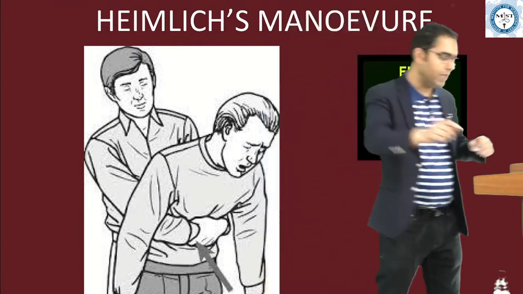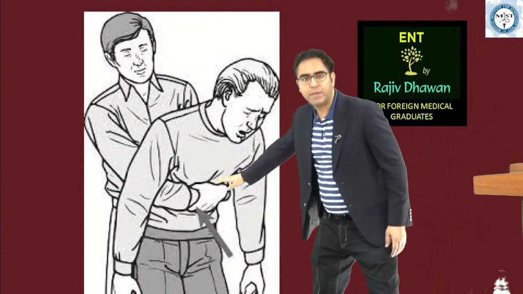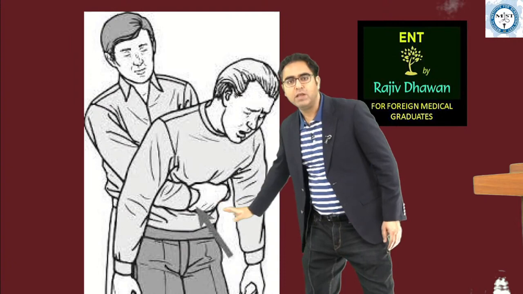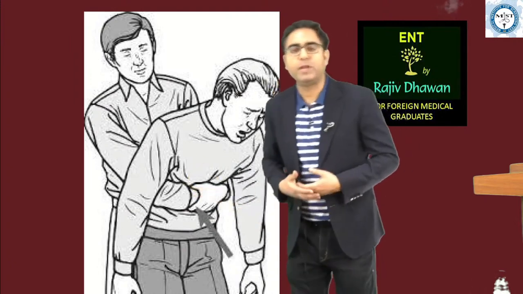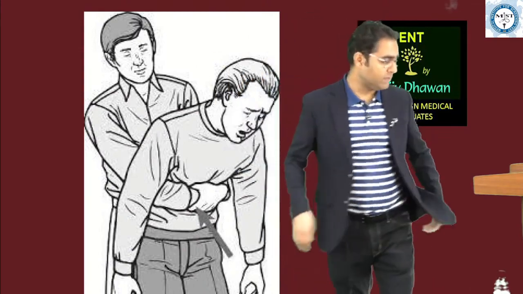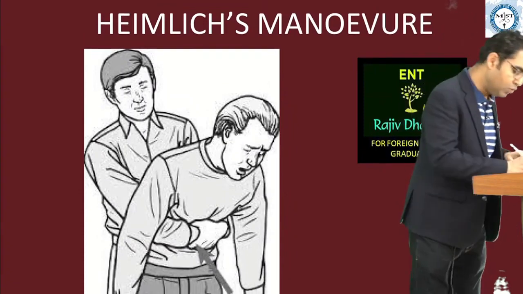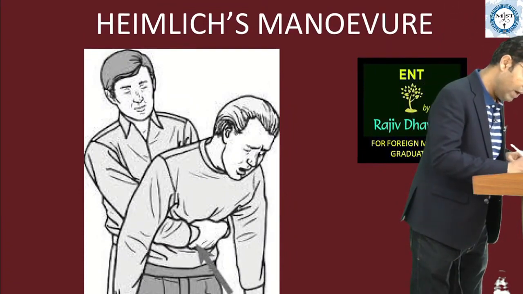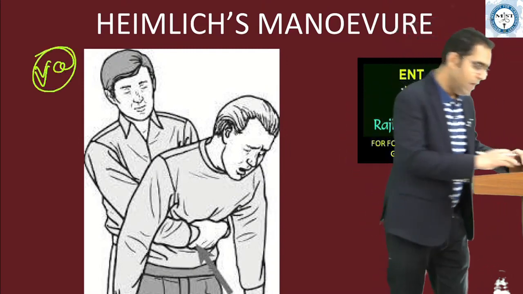Have you read your notes? Can you see this visual question? What is the name of the maneuver? The hands are on the epigastrium and the direction of pressure is upward and backward, so that the thoracic pressure rises and the foreign body is expelled out. Am I clear? Fine. So this is the Heimlich maneuver. Don't forget this diagram. This can be a visual question for your exam also. What is the name of the maneuver being shown in the picture? And read your notes also.